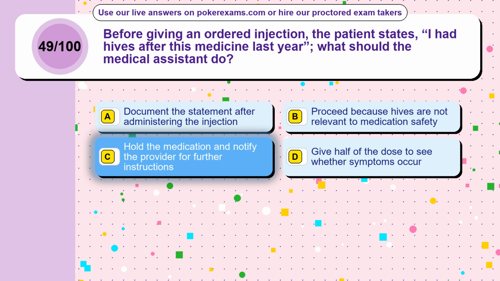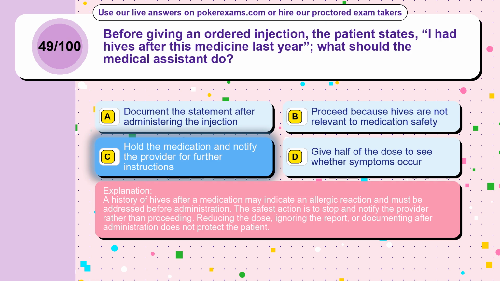Hold the medication and notify the provider for further instructions. A history of hives after a medication may indicate an allergic reaction and must be addressed before administration. The safest action is to stop and notify the provider rather than proceeding. Reducing the dose, ignoring the report, or documenting after administration does not protect the patient.